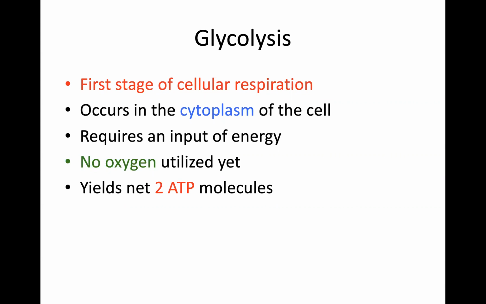No oxygen is utilized at the stage of glycolysis. So we can say that this process can start in the presence or absence of oxygen, because this step doesn't require oxygen to be present. And we're going to end up with a net of 2 ATP molecules. This is glycolysis, the first stage in cellular respiration.